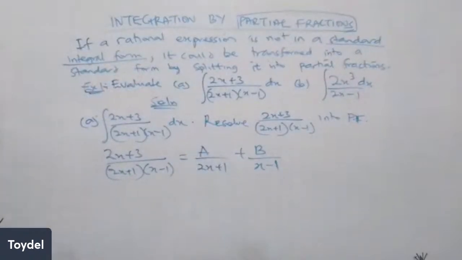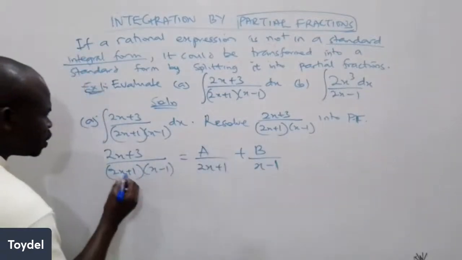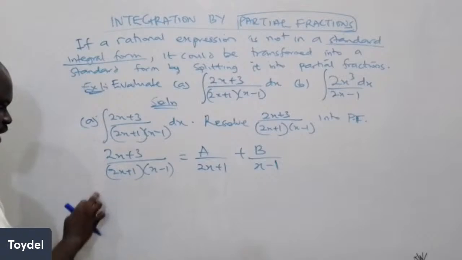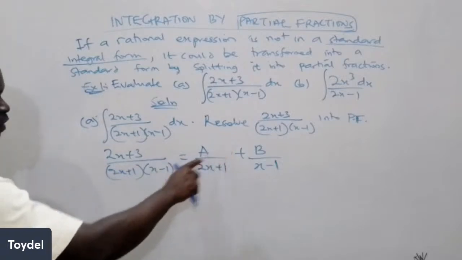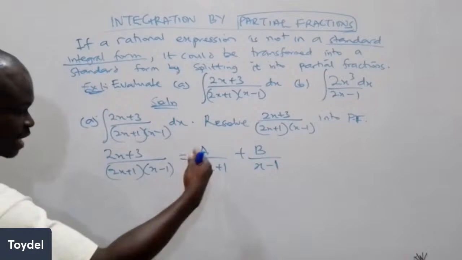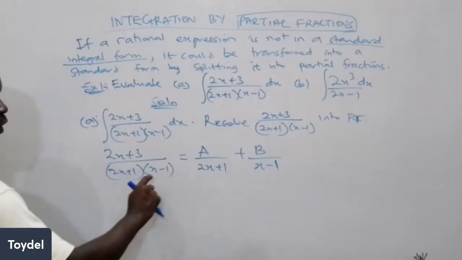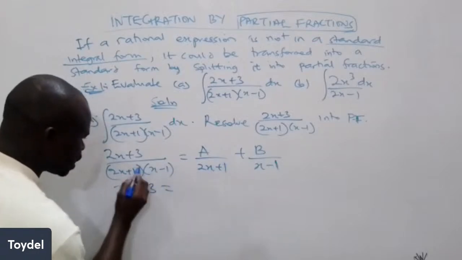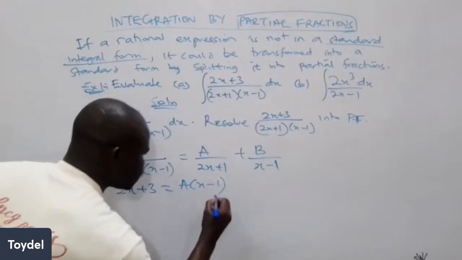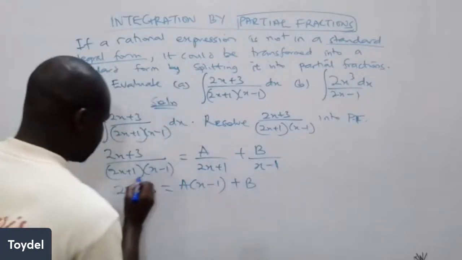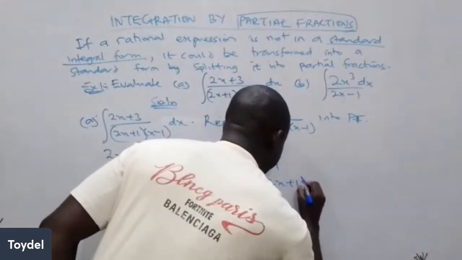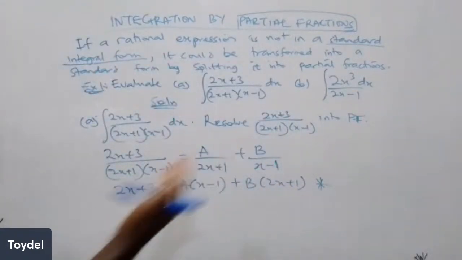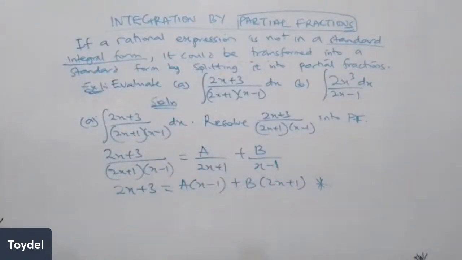Once we are able to get the values of A and B, we substitute back into that integral. I'm explaining partial fractions here now. If you want to resolve this into partial fractions, multiply both the left hand side and each of the right hand side terms by the product of the denominators. If I use this denominator to multiply this, I'm going to have 2x plus 3 is equal to A into bracket x minus 1, plus B into bracket 2x plus 1. And we have been able to resolve it to that point.